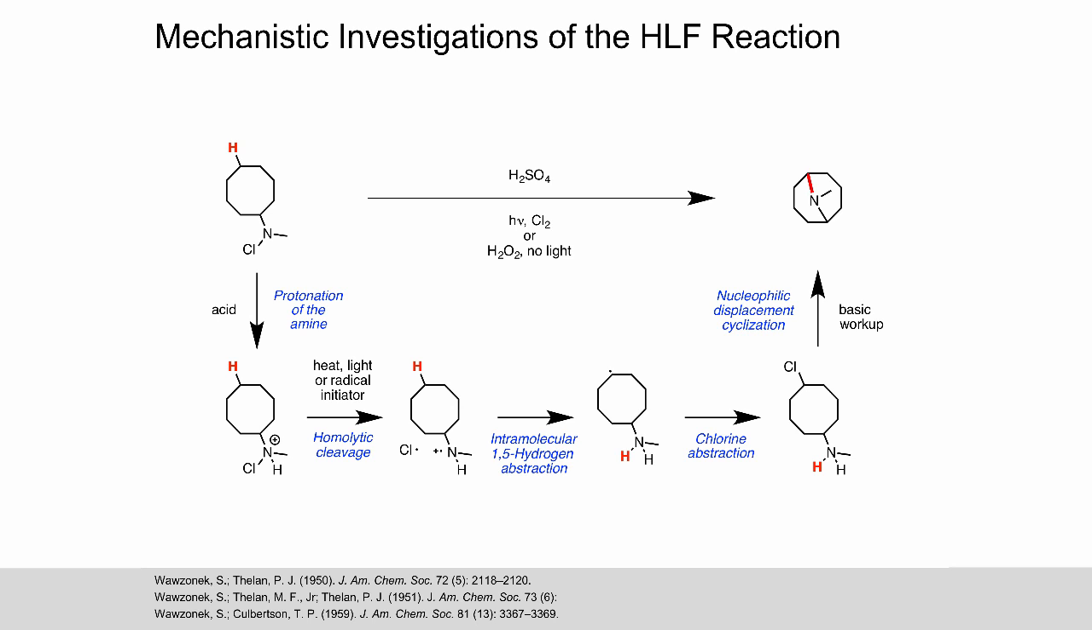Based on their investigations, they made further predictions about the nature of the reaction. They proposed that the first step is protonation of the amine by the acid, followed by homolytic cleavage promoted either by light or a suitable initiator to afford the aminium and chlorine free radicals. The aminium radical abstracts a sterically available hydrogen atom, producing an alkyl radical that in turn abstracts a chlorine atom from another N-chloroammonium ion, forming an alkyl chloride and a new aminium radical. Upon basic workup, nucleophilic cyclization occurs to form the tertiary amine.